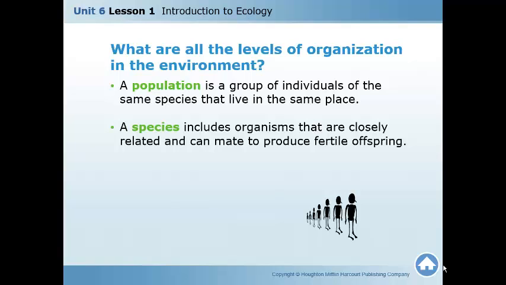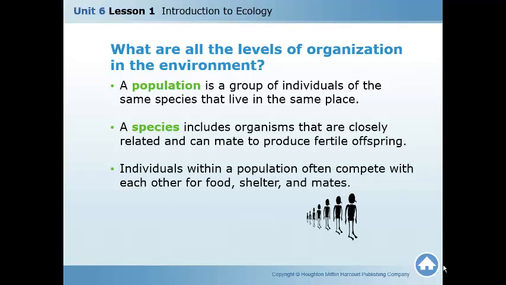Why that's important is if you can't produce fertile offspring, then you can't continue your species. There must be a fatal flaw in the genetics somewhere. For example, if a horse and a donkey mate, they produce an infertile offspring called a mule. Mules cannot pass on their genes, they cannot have babies, they cannot create offspring. So a species is organisms that are close enough related that they can mate and produce fertile offspring.